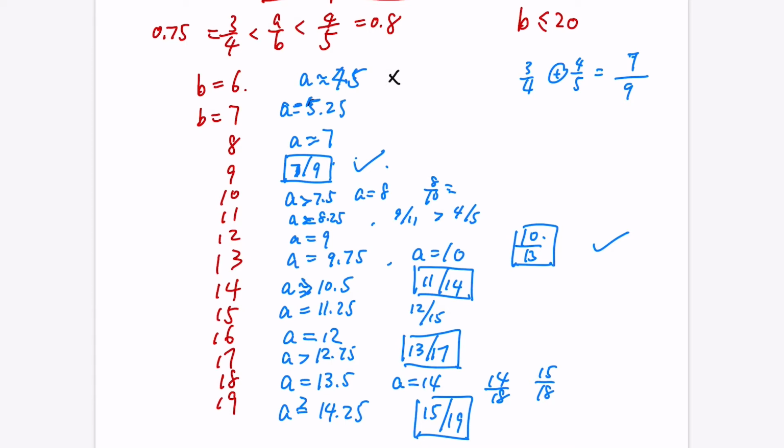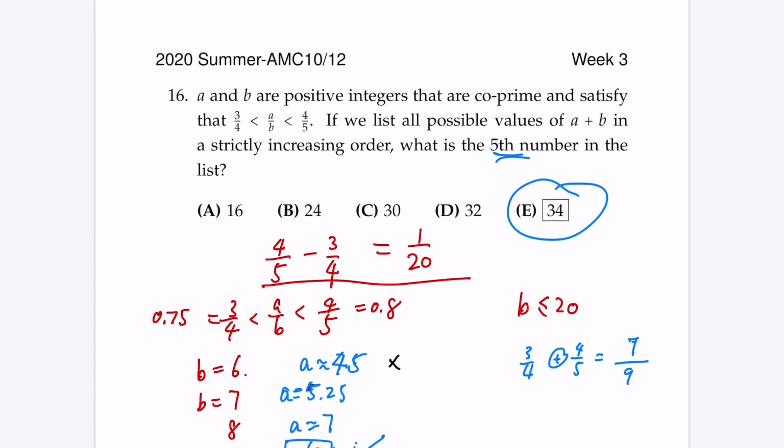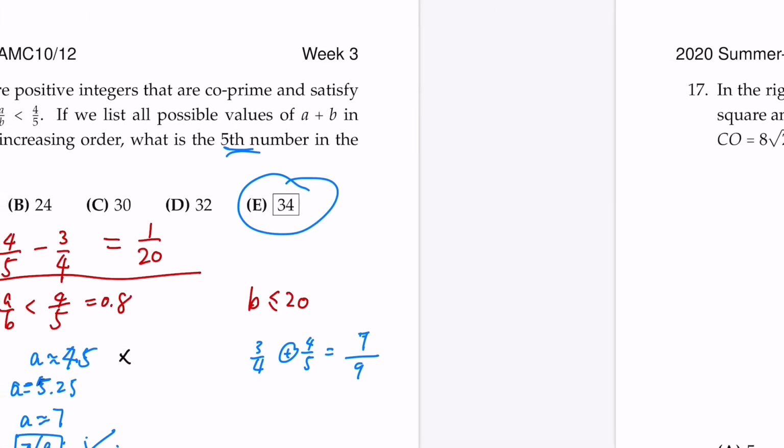So 1, 2, 3, 4, 5. That's the fifth number, and A plus B is equal to 34. So the correct answer is 34. It seems that there's no theory to do so. You just have to try one by one. That's my method.